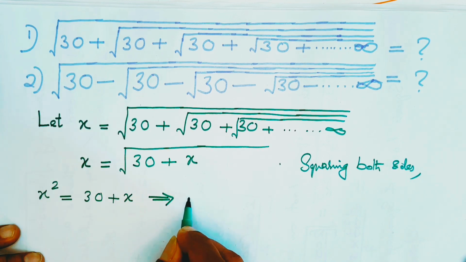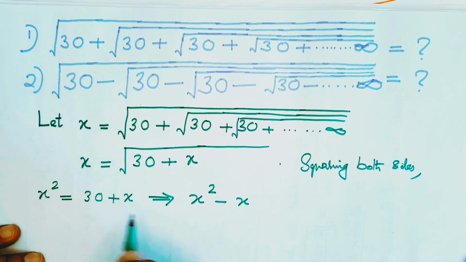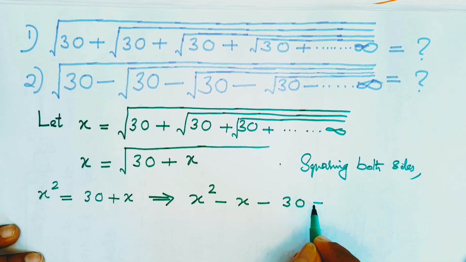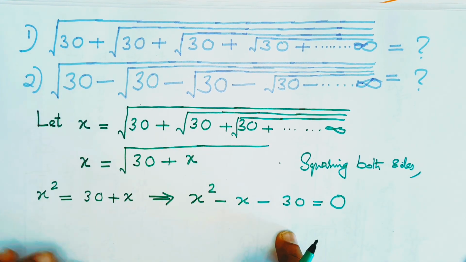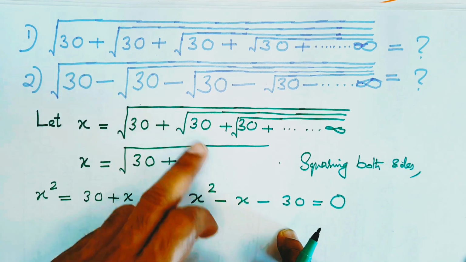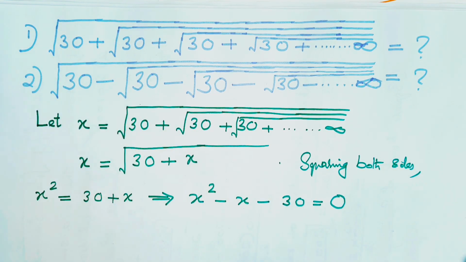Take these two terms to the left side. You will have minus x, then minus 30. As you know, addition becomes subtraction when switching the sides. It's all about solving this quadratic to get x, which is actually the simplification for the given infinite series. Now, how do you solve this? Let me use the factorization method.